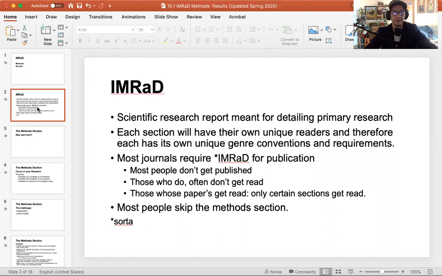As we've talked about before, we're doing the IMRaDR for our class, but the genre is called IMRAD. We're adding the R for our class. It stands for Introduction, Methods, Results. That little A stands for And, and then D is Discussion. Remember that each section is basically its own genre. Each one has its own different requirements, and so we're going to go over each one. I'm going to explain what is required in each of the sections.